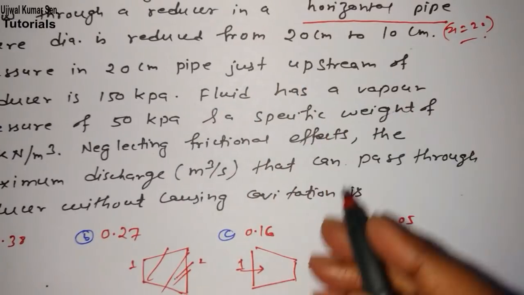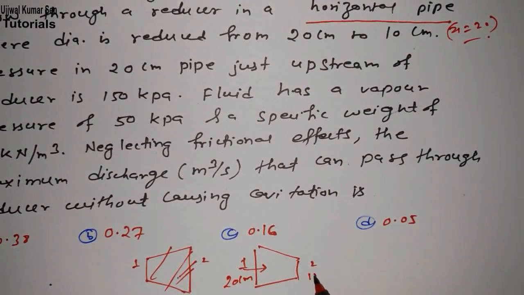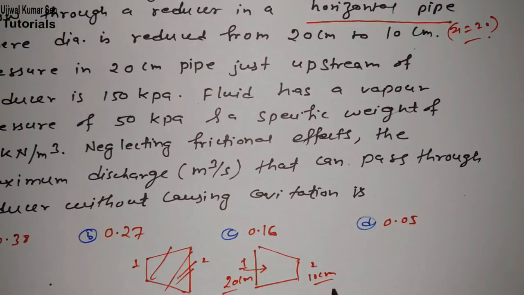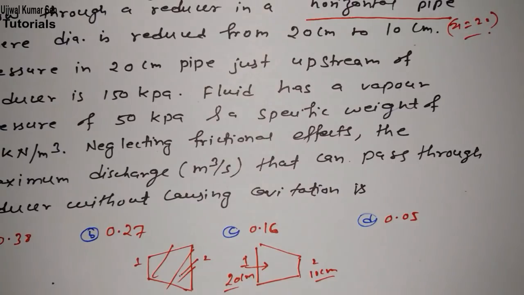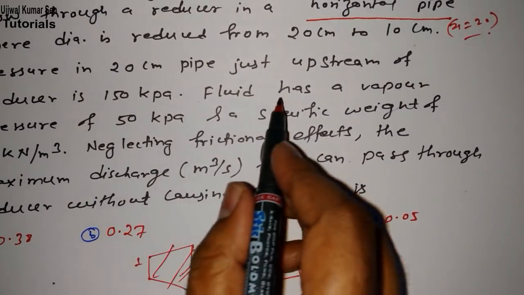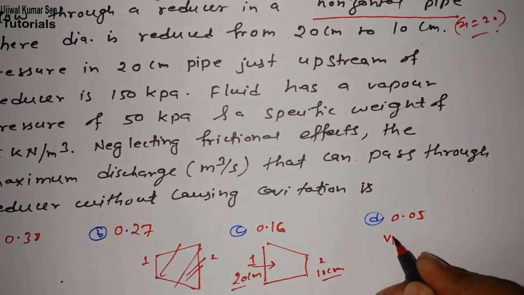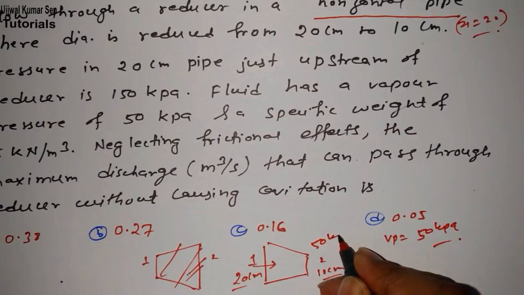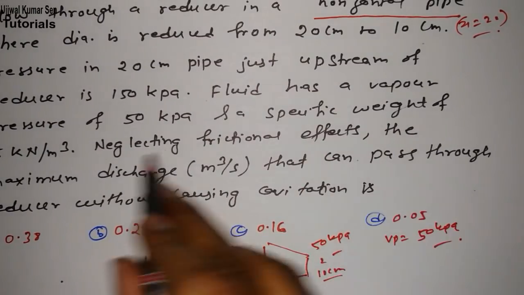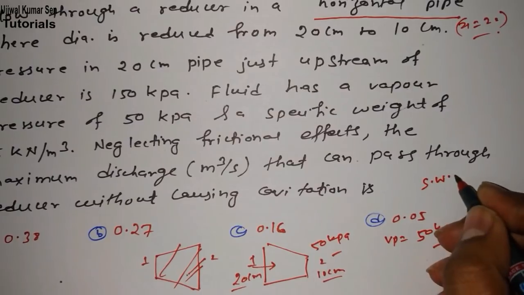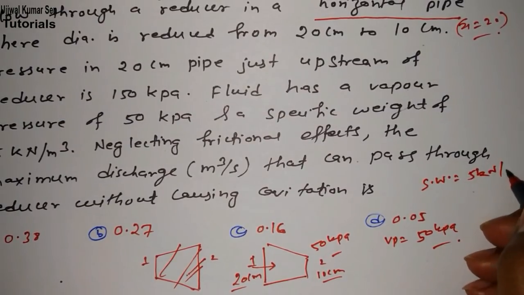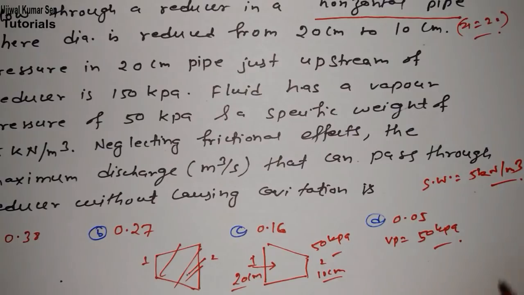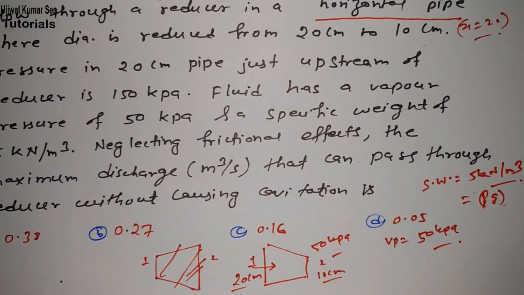Pipe diameter reduced from 20 centimeter to 10 centimeter. Always remember, units play the most important role, right? Pressure just upstream of the reducer is 150 kilopascal, and the fluid vapor pressure is 50 kilopascal, which must be equivalent to this one, P2. And specific weight is equal to 5 kilonewton per meter cube. This is also known as rho g, which I have used in Bernoulli's equation, right?